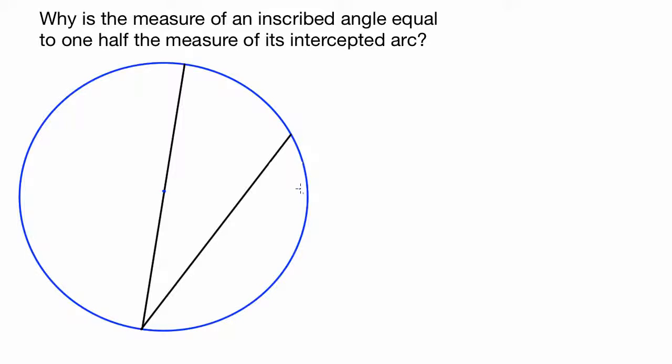Here is our final proof, where the center of the circle is now on the inscribed angle. Here are the two sides of the inscribed angle, and as you can see, the center of the circle is right here. Again, we want to prove that the measure of the central angle is twice the measure of the inscribed angle, because that will mean that the intercepted arc is twice the measure of the inscribed angle, and that means that the inscribed angle is 1/2 the measure of its intercepted arc.